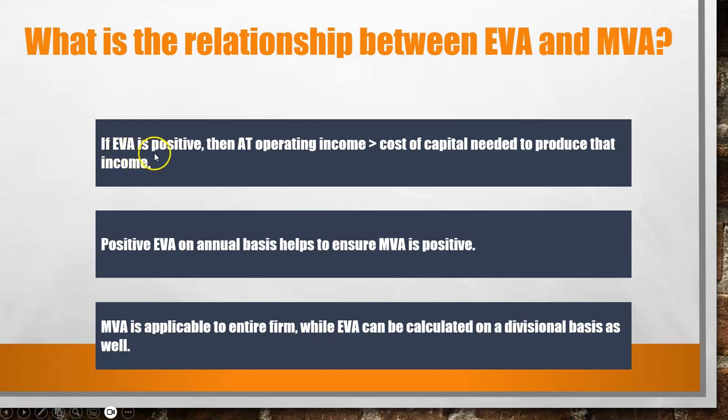If economic value added is positive, then after-tax operating income is greater than the cost of capital needed to produce that income. Positive economic value added on an annual basis helps to ensure market value added is positive. Market value added is applicable to the entire firm, while economic value added can be calculated on a divisional basis as well. So MVA is the entire firm, EVA is a part of the firm.